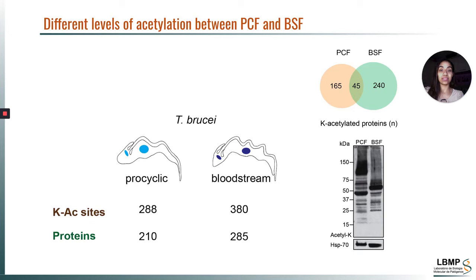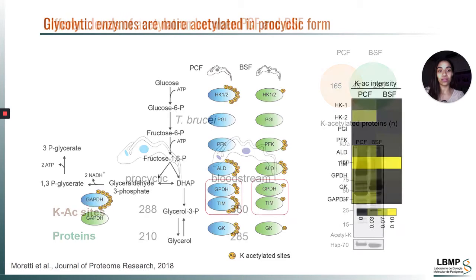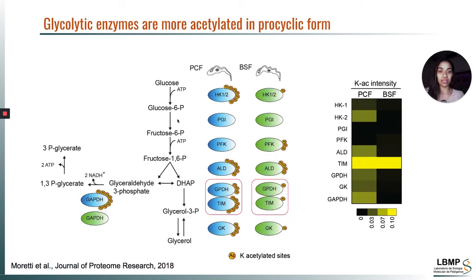And the difference in the acetylation was even more evident in the glycolytic enzymes. So here we have a scheme of the glycolytic pathway, and we can see these yellow circles. They are present in different numbers between the enzymes of procyclic in blue and bloodstream in green. And through this heat map, we can confirm that lower levels were detected in the bloodstream form, which uses glycolysis as main energy source, compared to the procyclic form, which relies on oxidative phosphorylation for the ATP production.